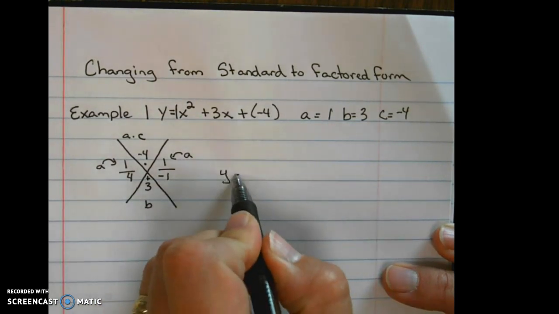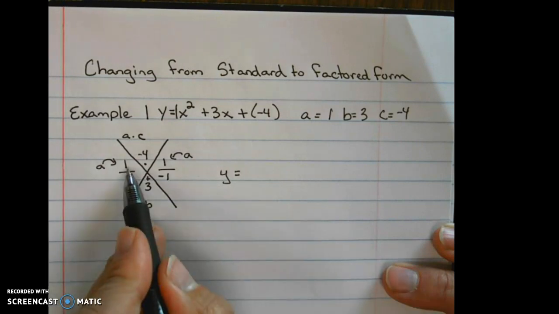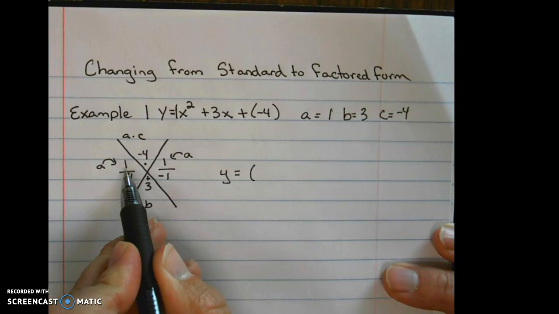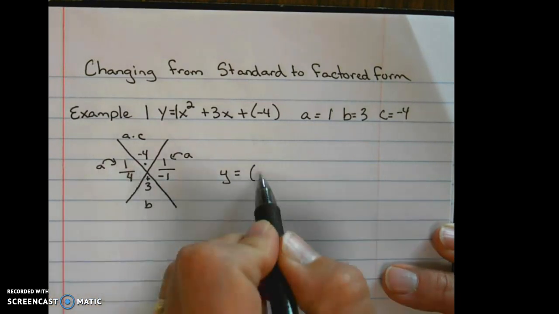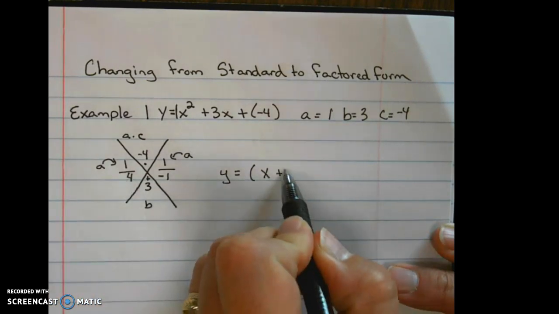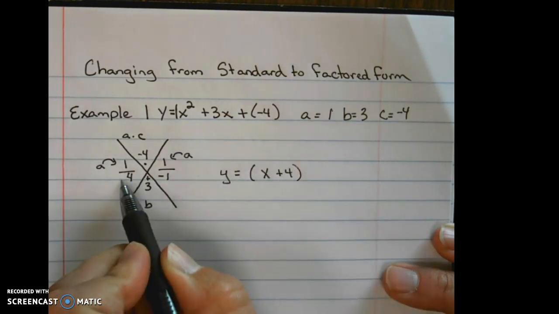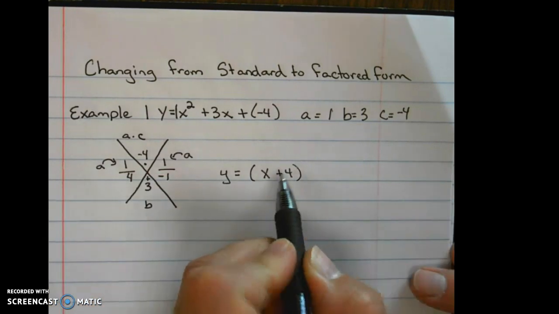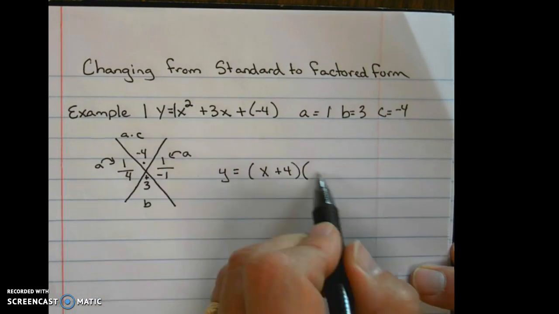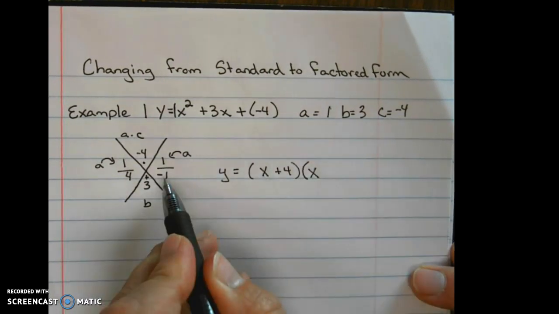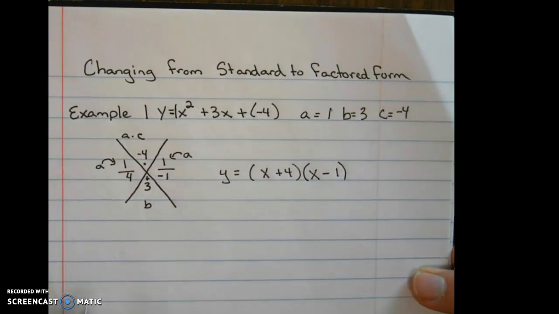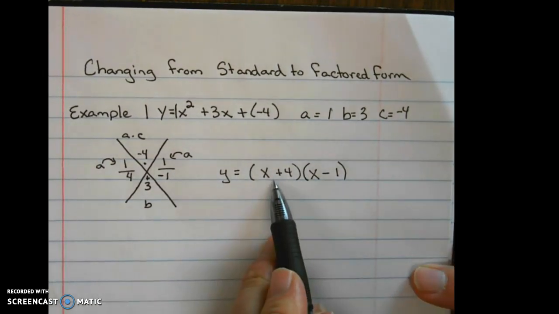So y equals the first number, the number on top, is what's going to go with the x. So 1x plus 4. Since the 4 is positive, we use a plus. The next factor, the 1 goes with the x minus 1. And this is our answer in factored form.